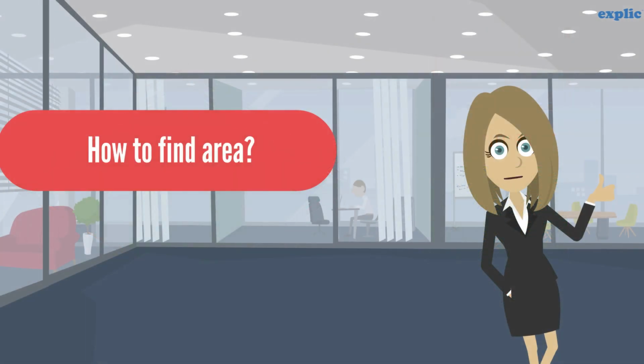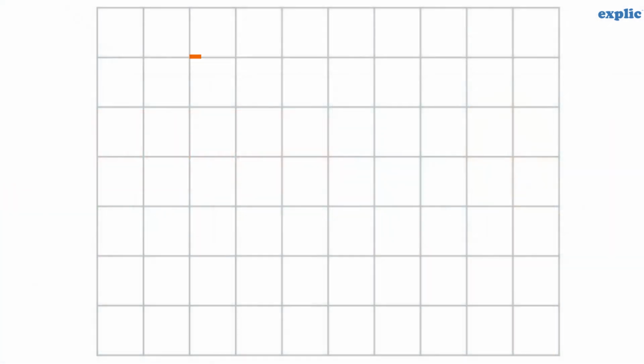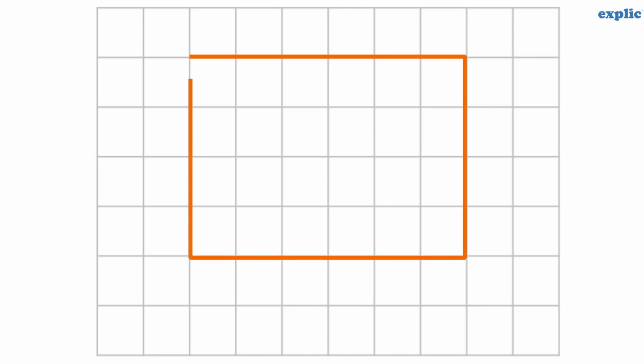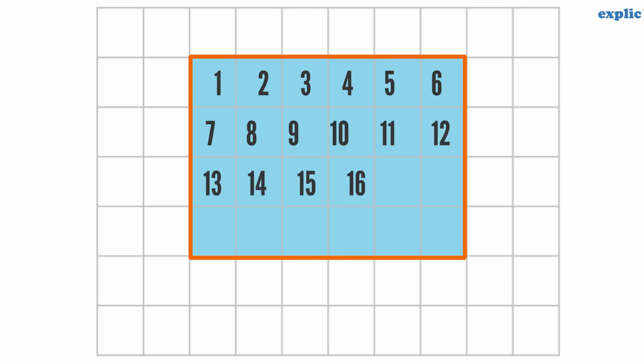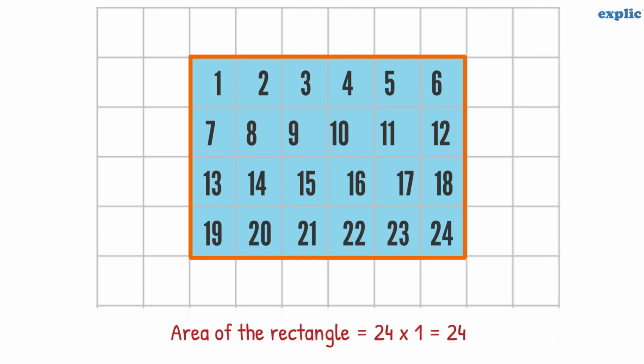Let's use square paper to learn the calculation of area. Draw a rectangle on the square paper. The space covered by the shape is the area of the rectangle. To find out the area of the rectangle, just count the number of squares inside the perimeter and multiply it by 1. Number of squares is 24, hence the area of the rectangle is 24.